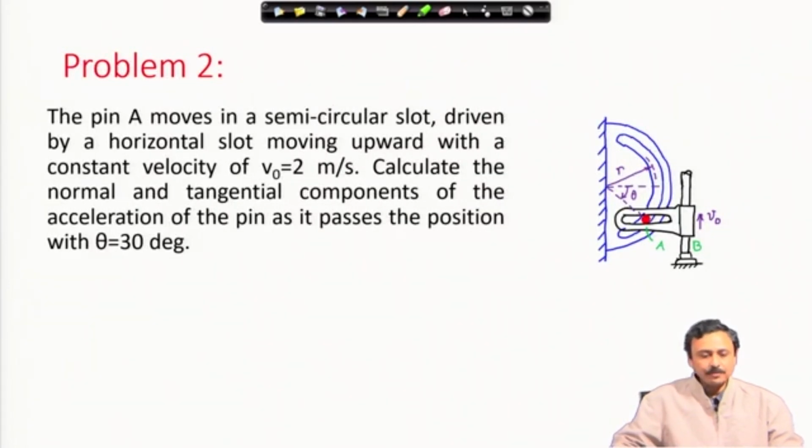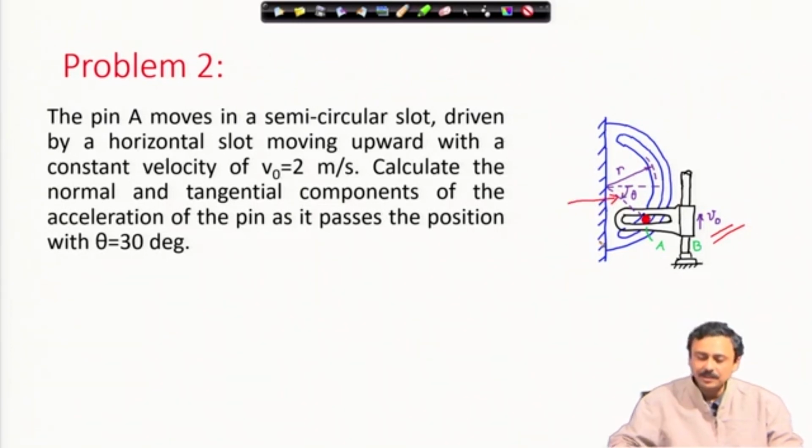Let us look at a problem. The pin A, as shown in red in the figure, moves in a semicircular slot driven by a horizontal slot moving upward with a constant velocity v naught equal to 2 meter per second. Here you can see this horizontal slot is moving at a constant velocity upwards. Calculate the normal and tangential components of the acceleration of the pin as it passes the position theta equal to 30 degree. You should note how theta has been defined.